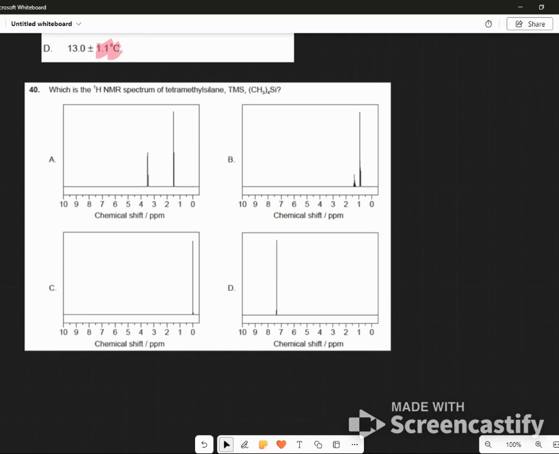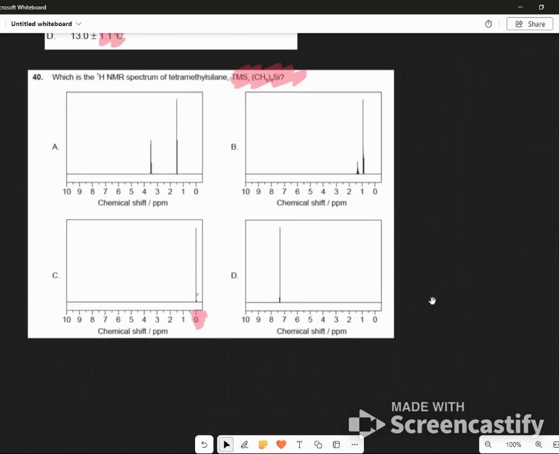Is that, you say it's D? Yeah, it's C. It's got to be one peak, hasn't it? At 0. It's the standard. Yeah, makes sense. I'm sure you know that makes sense.